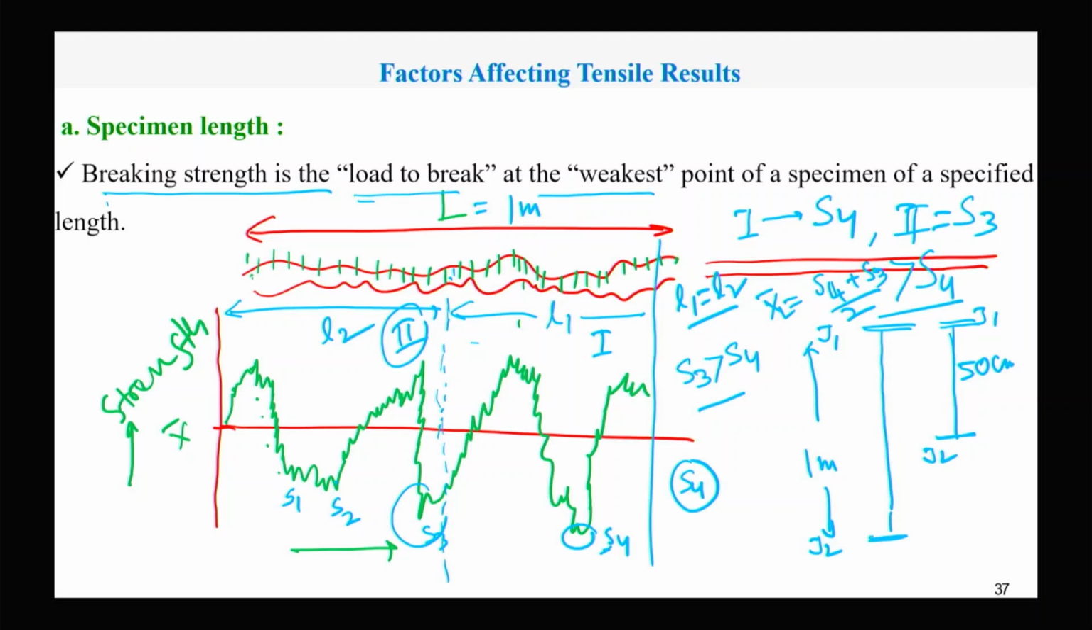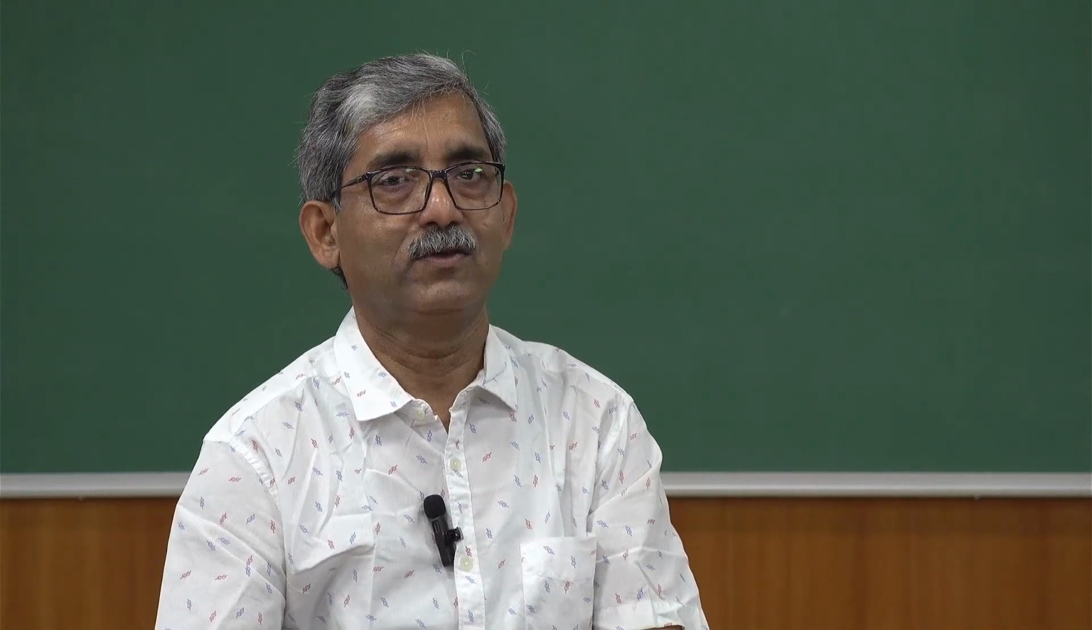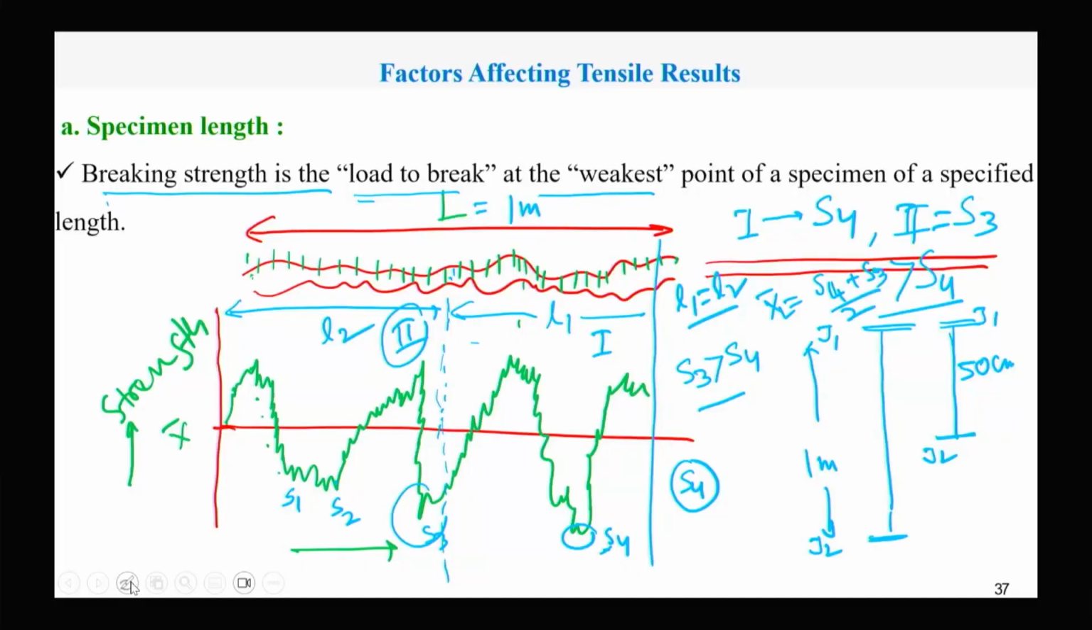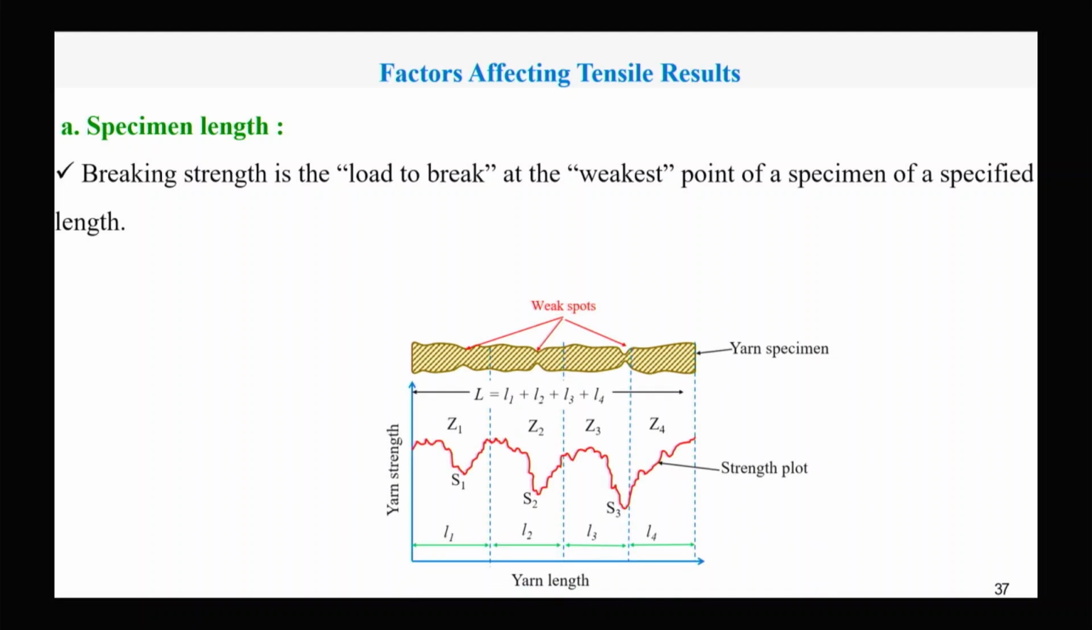So in this way, if we go on breaking the length of 1 meter into smaller pieces and test the yarn in smaller gauge lengths, we will gradually get higher strength. This phenomenon is known as the weak link effect. Okay. So this has been discussed here.